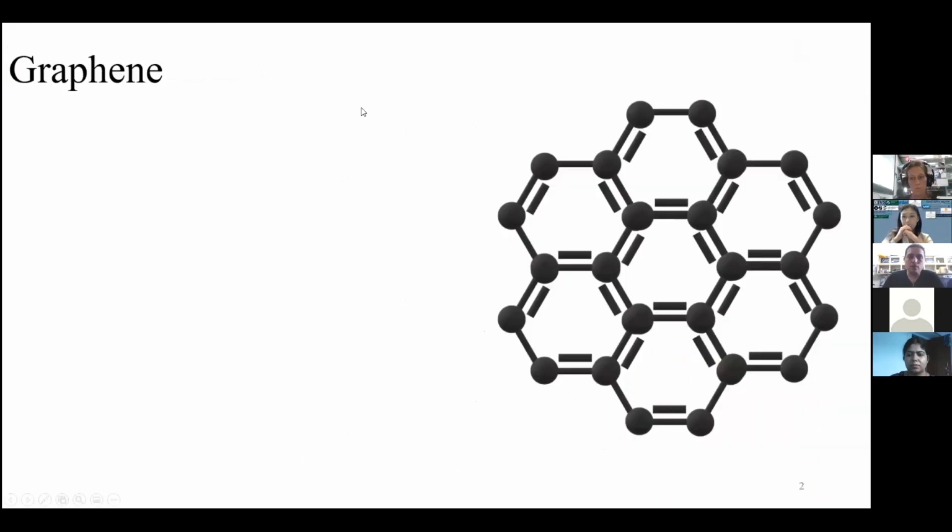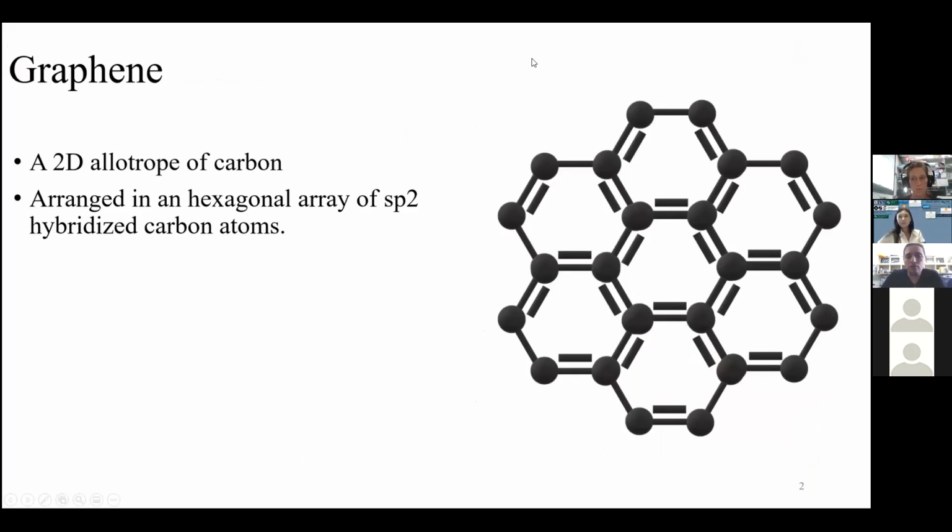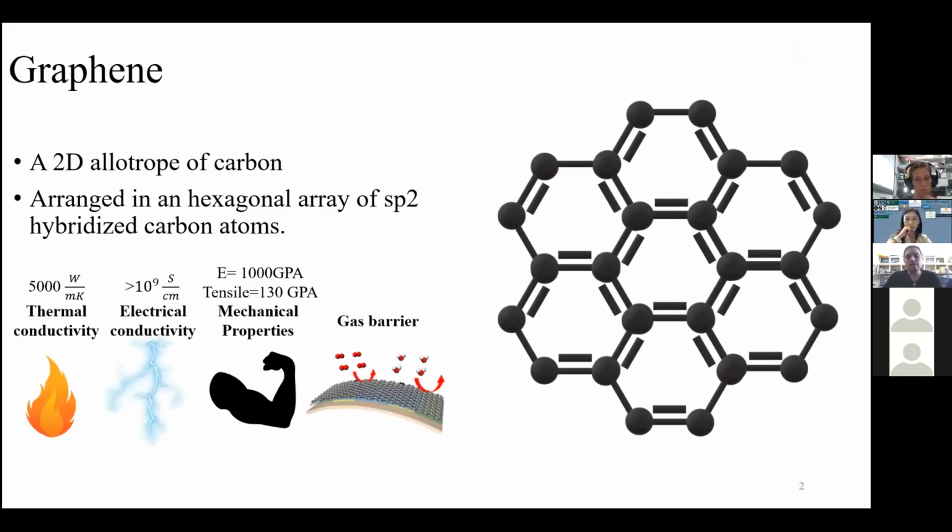So a couple of words on graphene. It's a very interesting material. It's a 2D allotrope of carbon, in which the carbon atoms are arranged in a hexagonal array of sp2 hybridization. One of the reasons it's so interesting is that it possesses quite a few interesting properties. For example, it possesses both high thermal and electrical conductivity, along with high mechanical properties, and it's virtually impermeable to any gas. So it's a really interesting material for diverse applications.